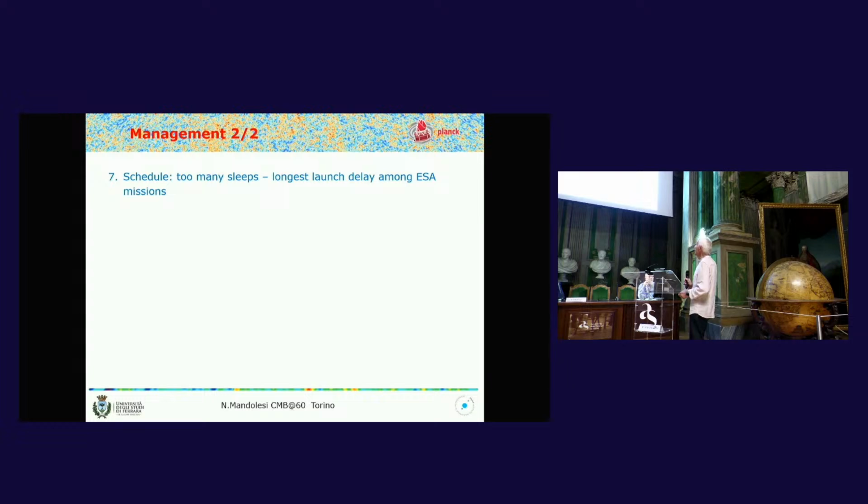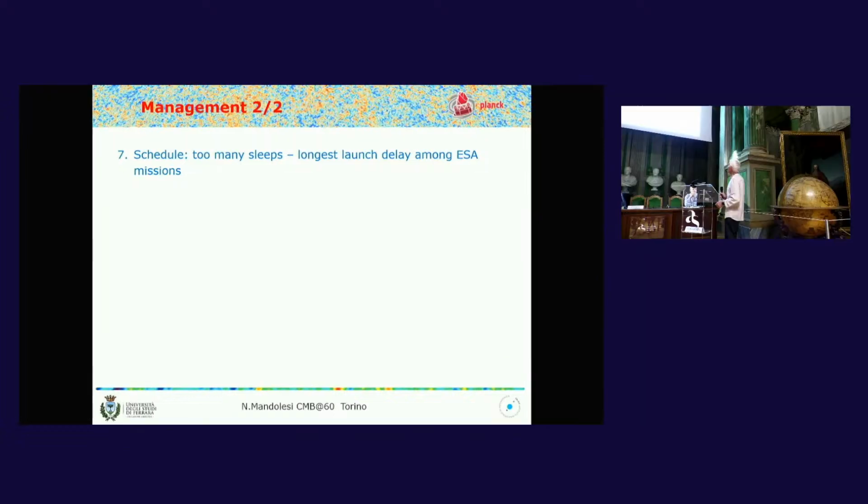Management: schedule, too many slips, the longest flight launch delay among ESA missions. I don't call it delay, okay, let's call it time lapse, time interval. Otherwise I have to question with Jan.